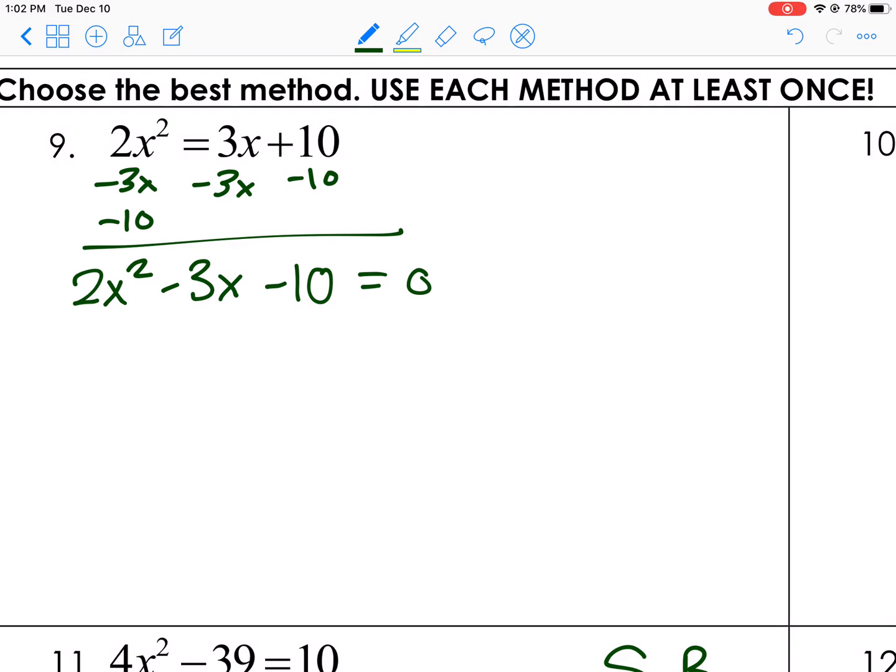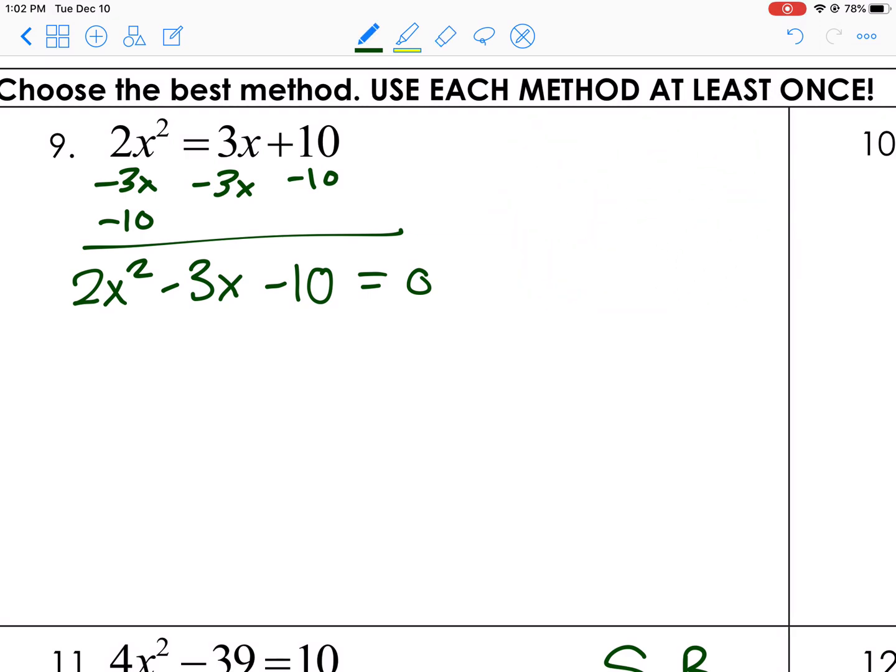Okay, we have a, b, and c here. A times c, that's negative 20. Can I find two numbers to multiply together to give me negative 20 and add them to get negative 3? Well, 1 and negative 20 multiply to give negative 20, but if I add those, I get negative 19. 2 and negative 10, I would add and get negative 8. Can't divide by 3 and get an integer, but 4 and negative 5, that would give me negative 1. I think this one is not going to work for factoring.